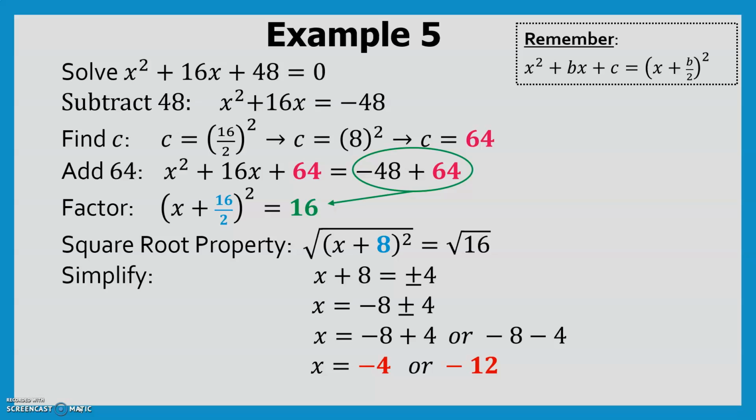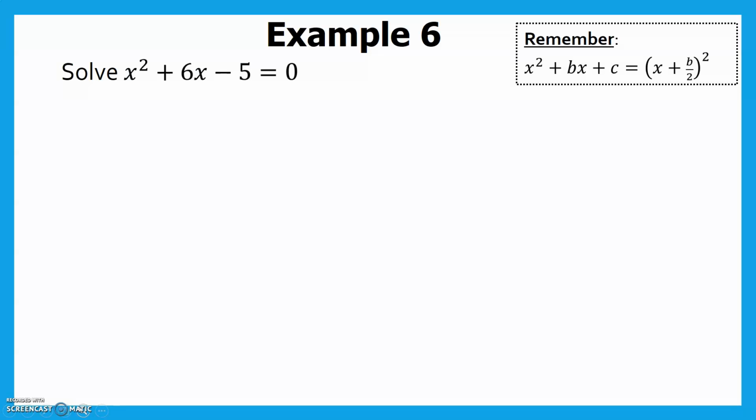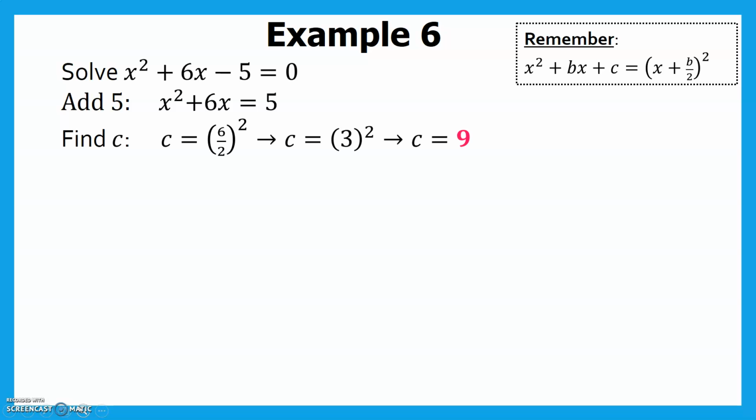All right, one more example, just following the same steps every single time. I want to add 5 because I want to get rid of that. So I add 5, I get x squared plus 6x equals 5. Now I'm going to force it into being a perfect square trinomial by finding c, which is 6 over 2 squared, which is 6 divided by 2 is 3, so 3 squared, and 3 times 3 is 9. So I'm going to add 9 to both sides to keep that equation balanced. X squared plus 6x plus 9 equals 5 plus 9.